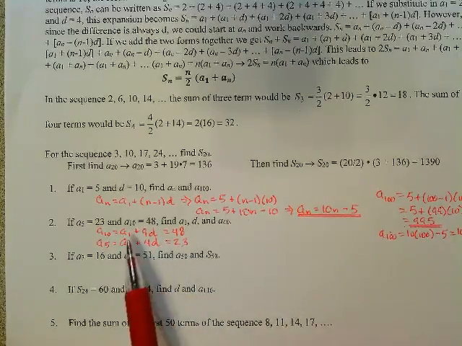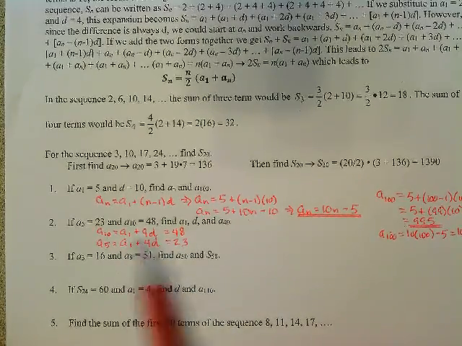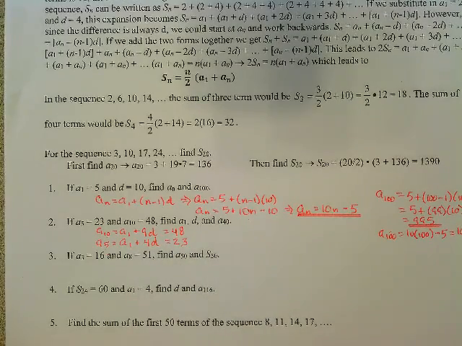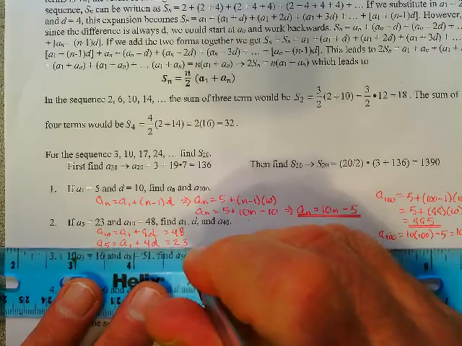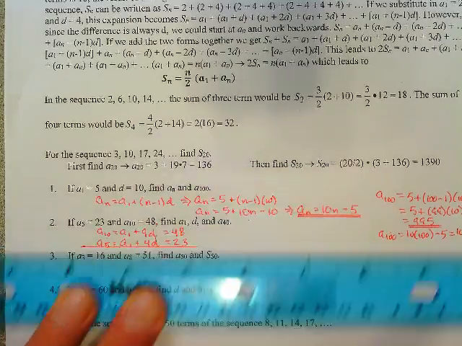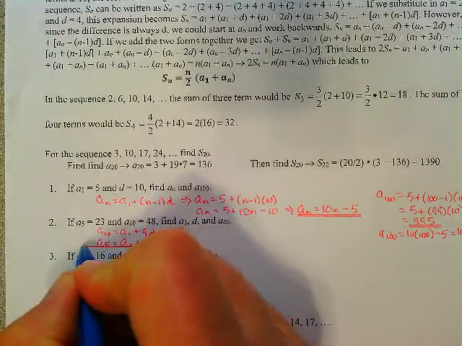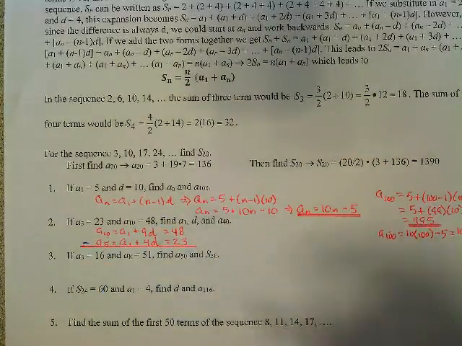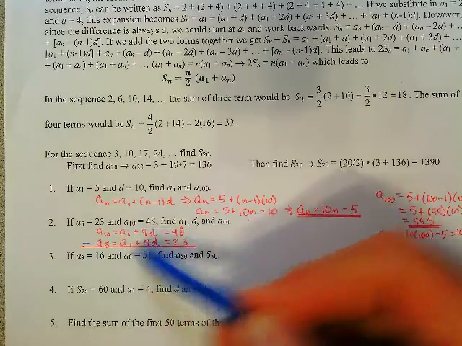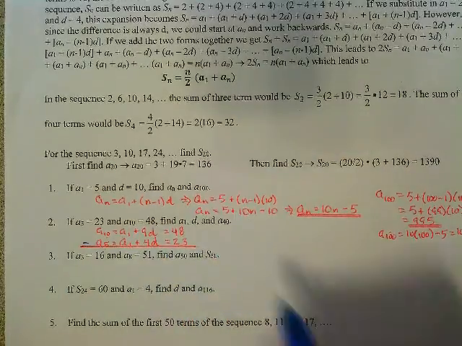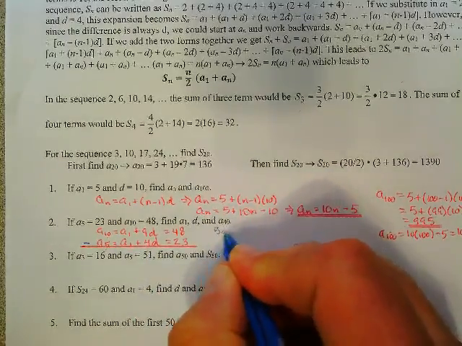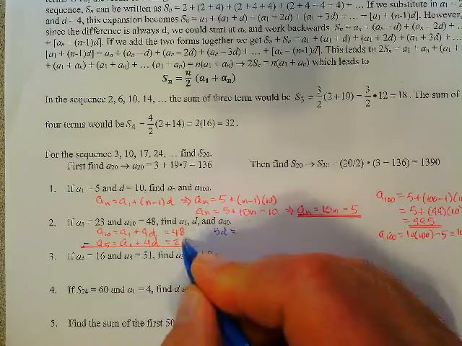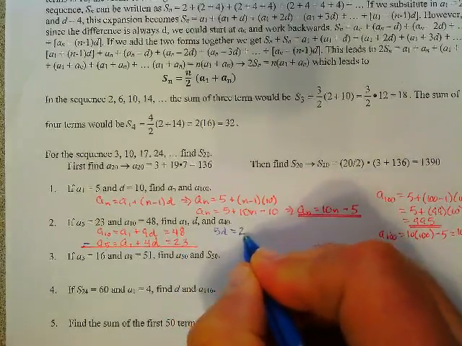Now, this gives me two unknowns, A1 and D, and two equations. So I can solve, and when I solve these things, I'm almost always going to use the elimination method, because since they both have A1, if I just subtract, I get rid of my A1s and I have just the D's. So 9D minus 4D gives me 5D, and 48 minus 23 gives me 25.